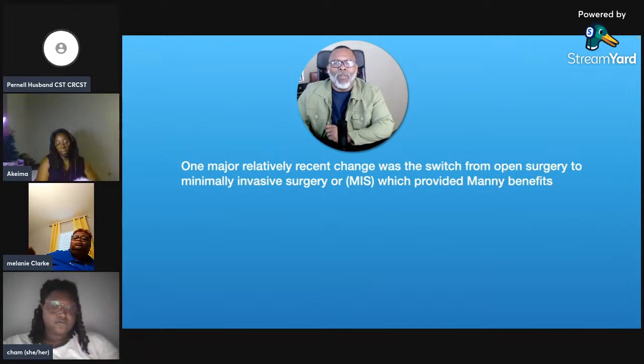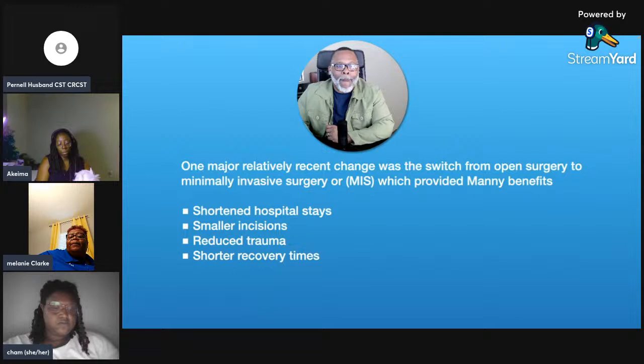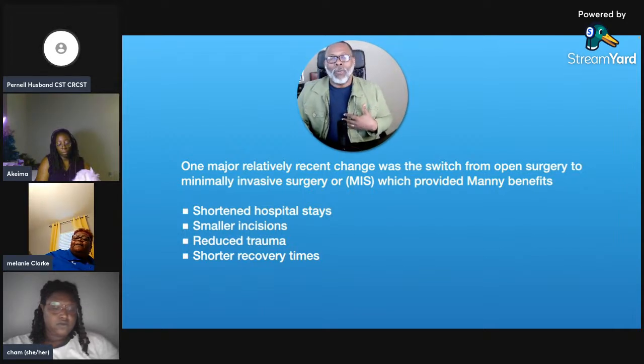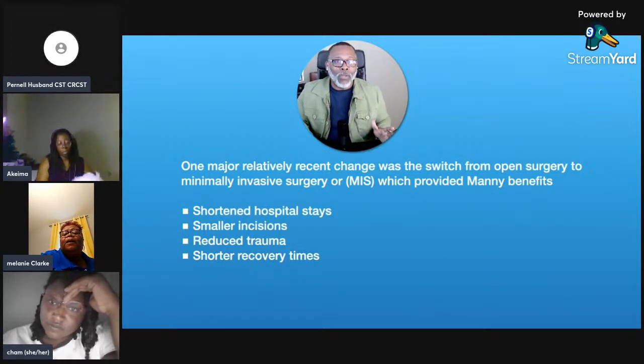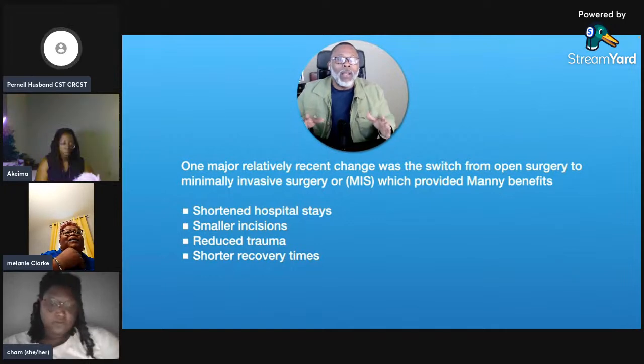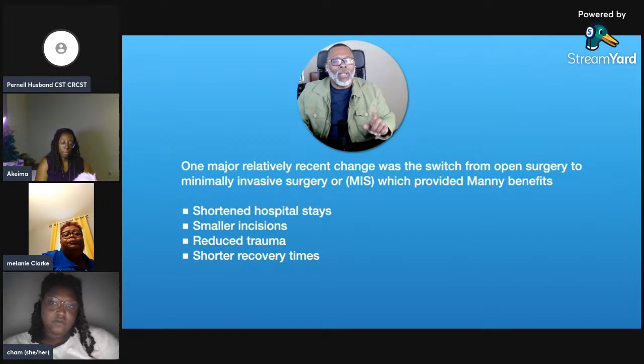Minimally invasive surgery provides many benefits: shortened hospital stays, like I just mentioned, for the patient, smaller incisions, which means less trauma, shorter recovery times. Back in the day, you'd go into the hospital. If you needed your gallbladder removed, your incision would be 6 to 8 inches long, and you might be in the hospital for 2 weeks. Today, you can have your gallbladder removed in a minimally invasive way and be home the following day. So lots of advancements in the field of instrumentation.